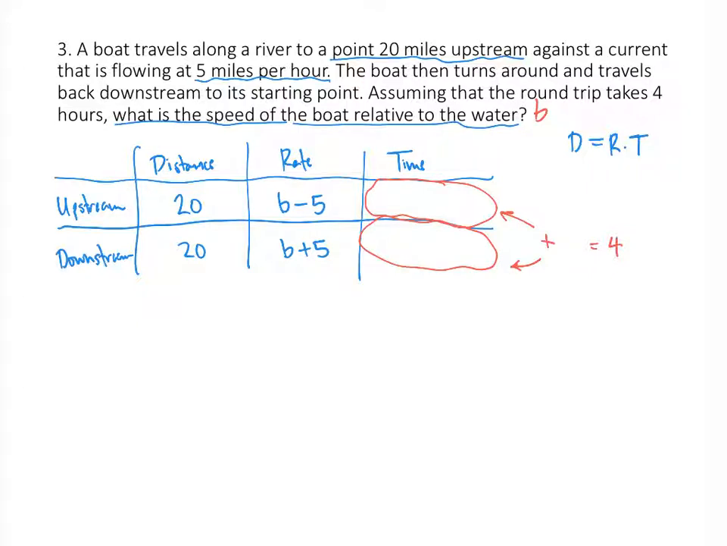So how do I figure out what to write in those boxes? Well, I know that distance equals rate times time. I haven't used that fact yet. So if distance equals rate times time, then time must equal distance divided by rate.